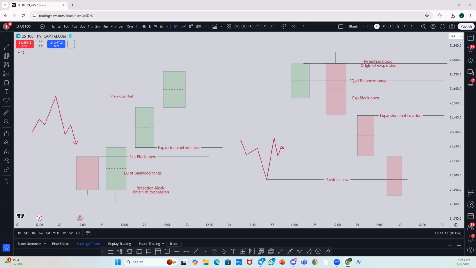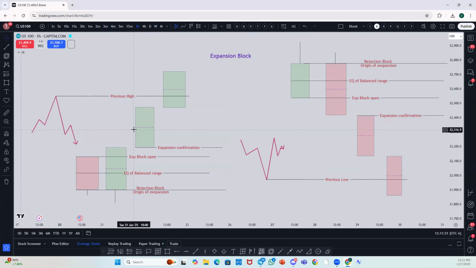All right, everyone, this is your expansion block. So it is a bullish expansion block over here and a bearish one over here. A down candle that produces a swing, a bullish price action that breaks a previous high is your expansion block. An up candle that produces a swing that breaks a previous low is an expansion block to the downside.